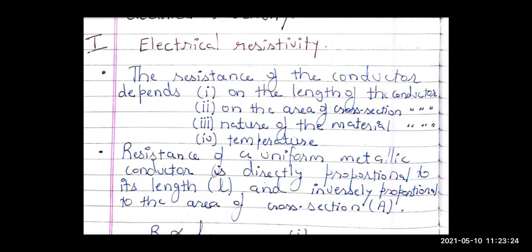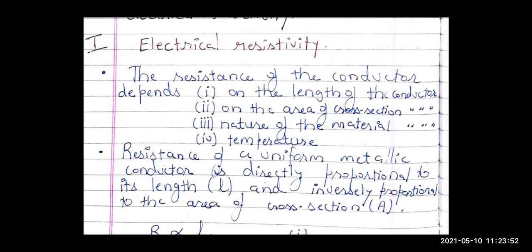Let's go towards the second factor. That is, it depends upon the area of cross section of the conductor. Now, suppose your class strength is 50 students. Now, all 50 students, I put you in a very small room. Let's assume it's our school pantry, right? So you will see the school pantry is very small.